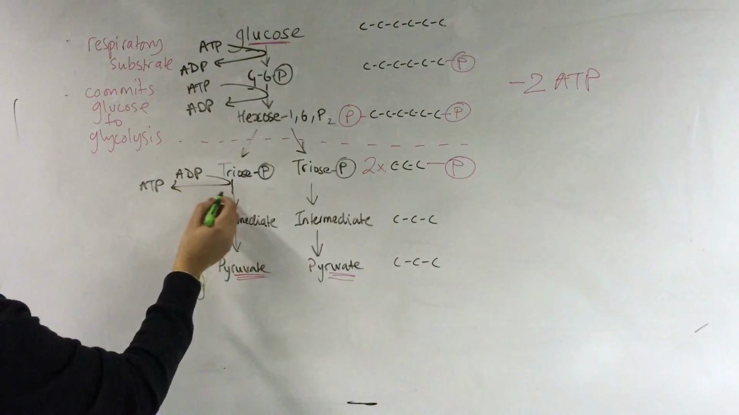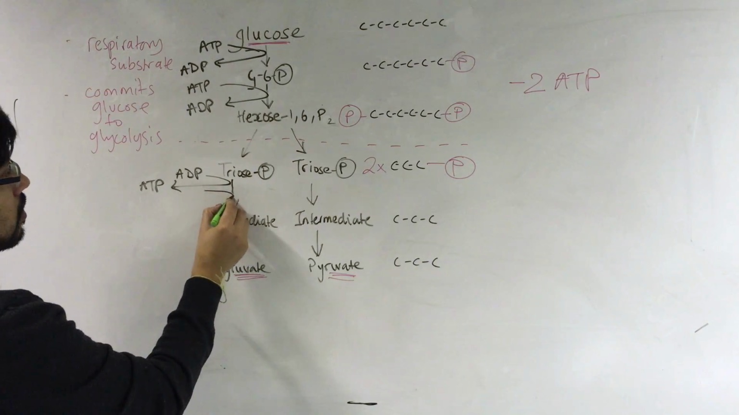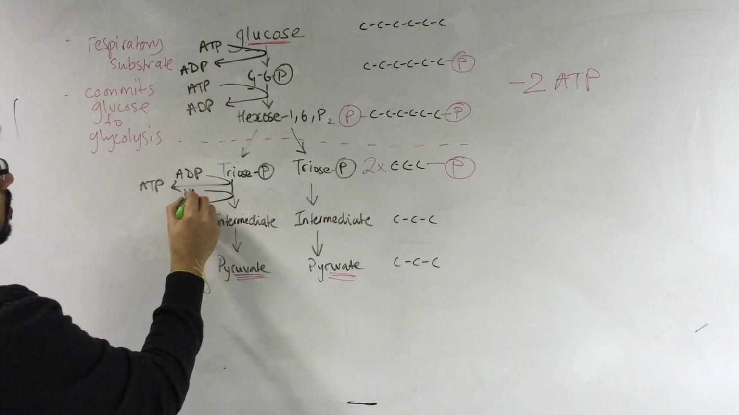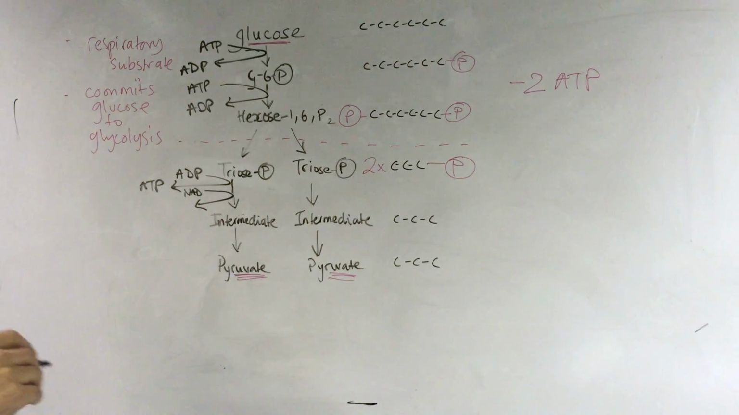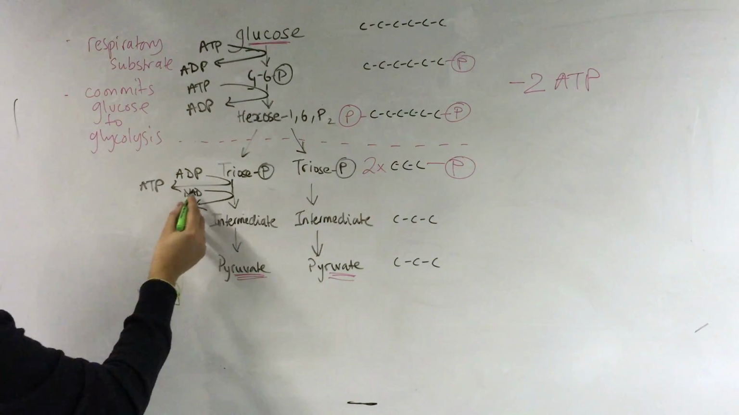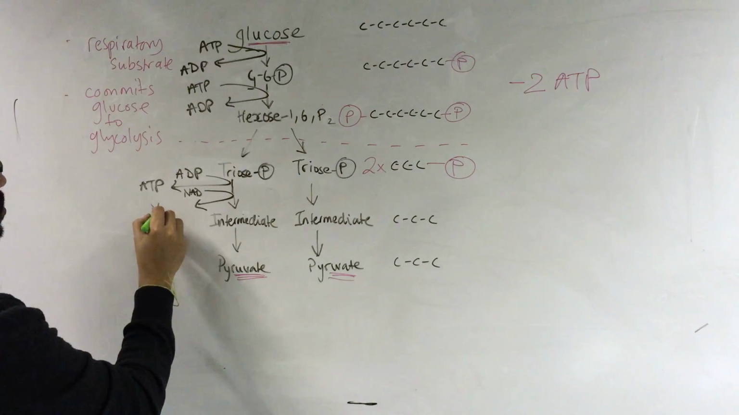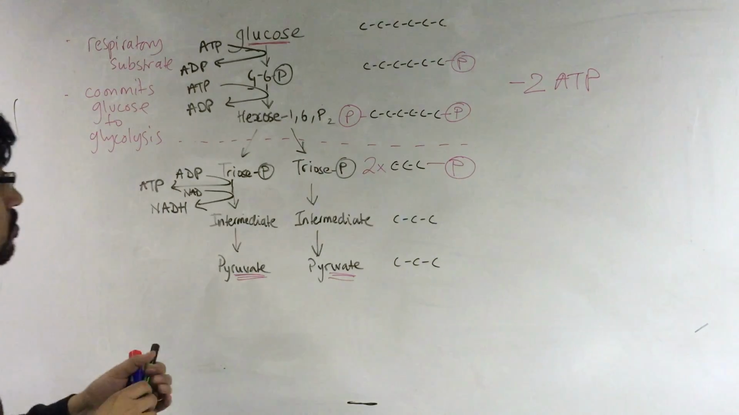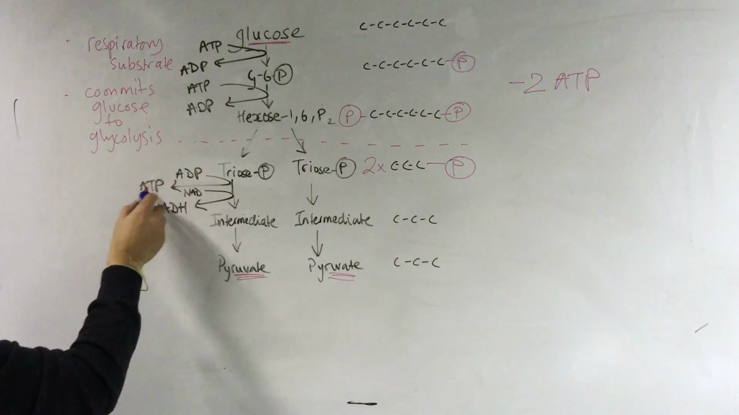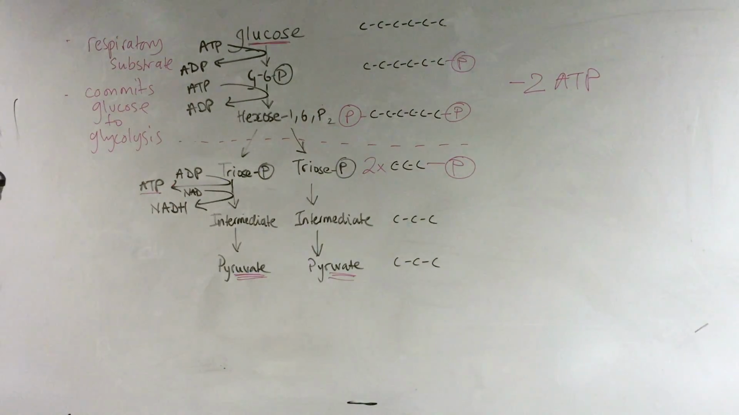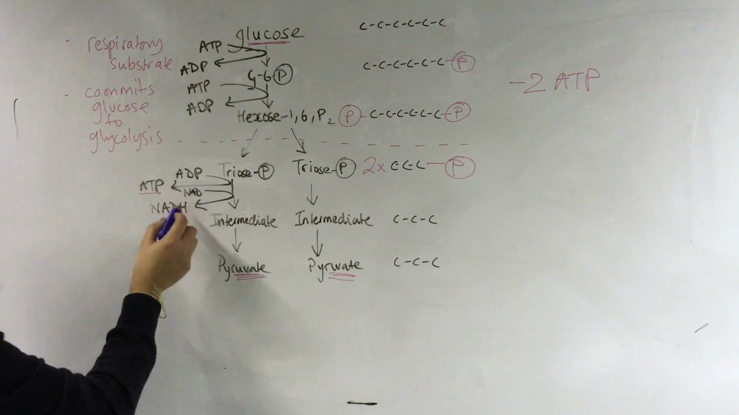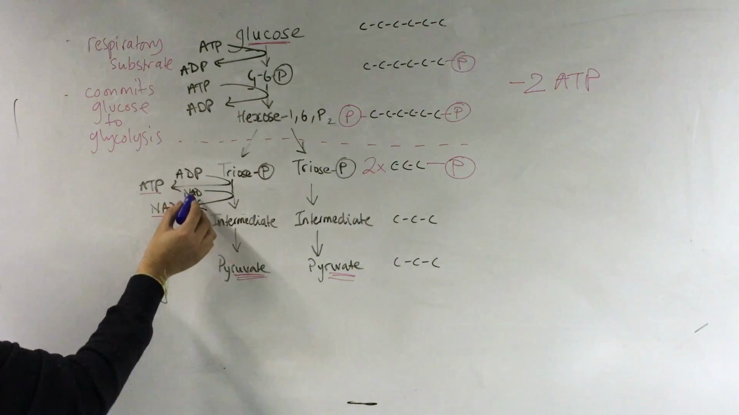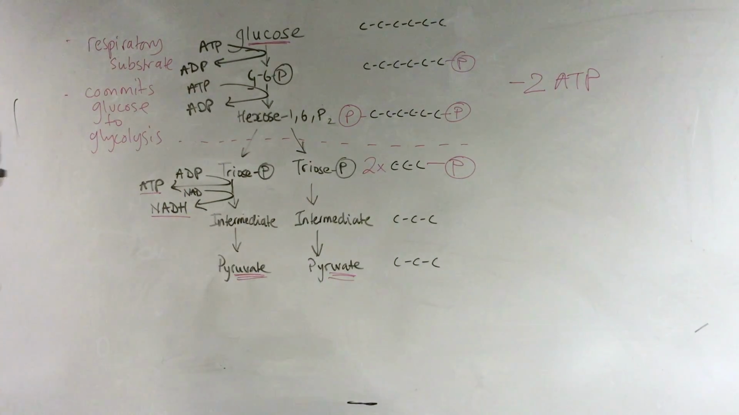The second important thing that happens here is that we get the reduction of NAD to NADH. So the first thing is we get the synthesis of an ATP molecule, and at the same time, in the same process, we get NAD reduced to NADH.